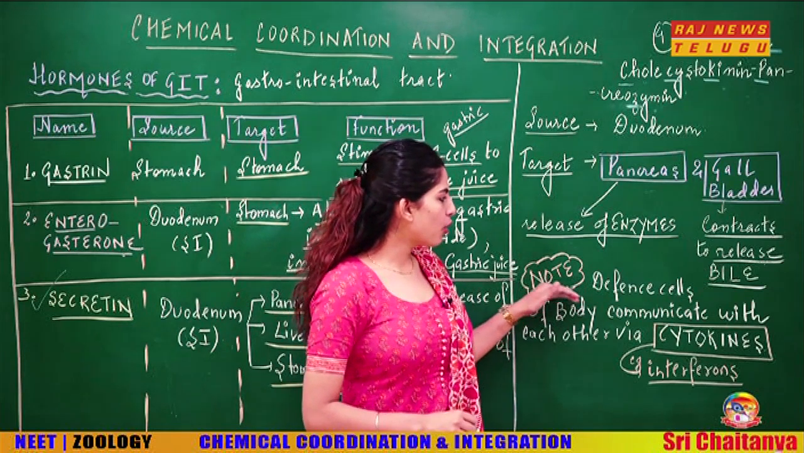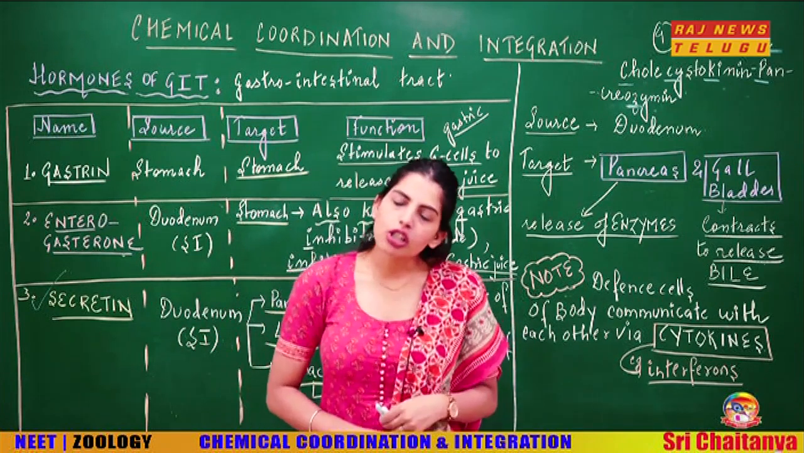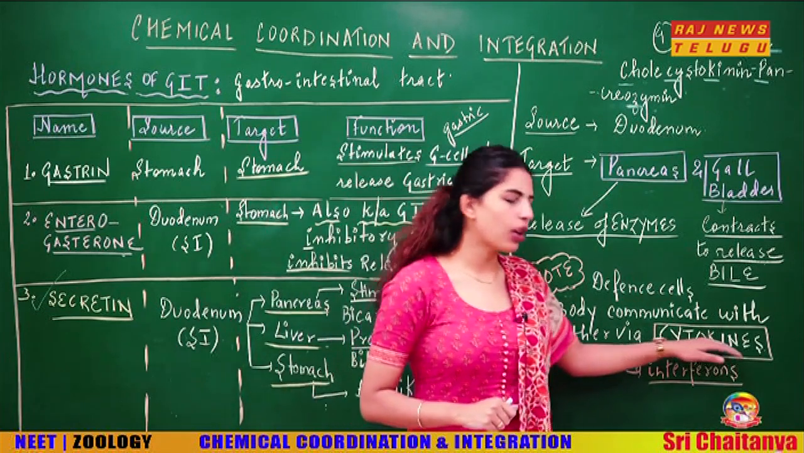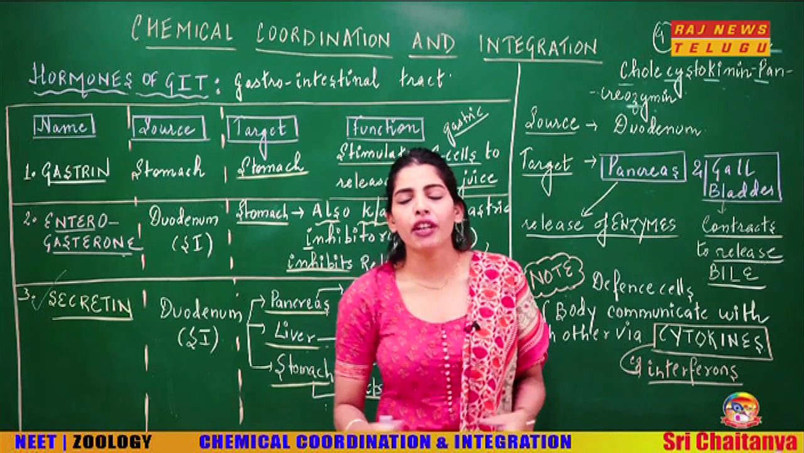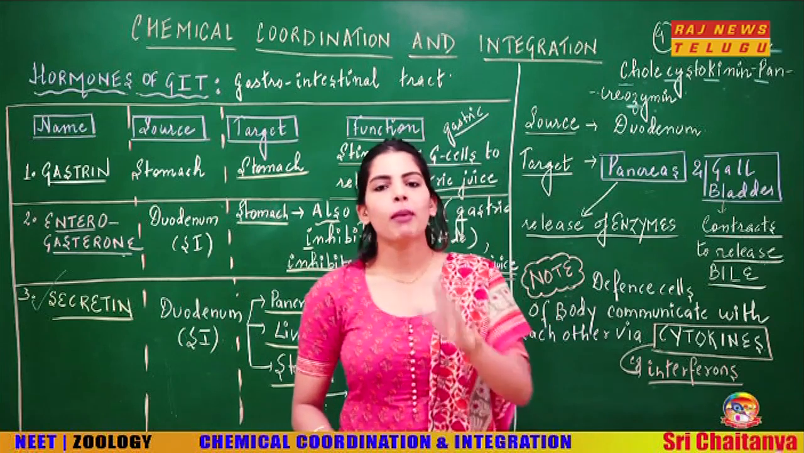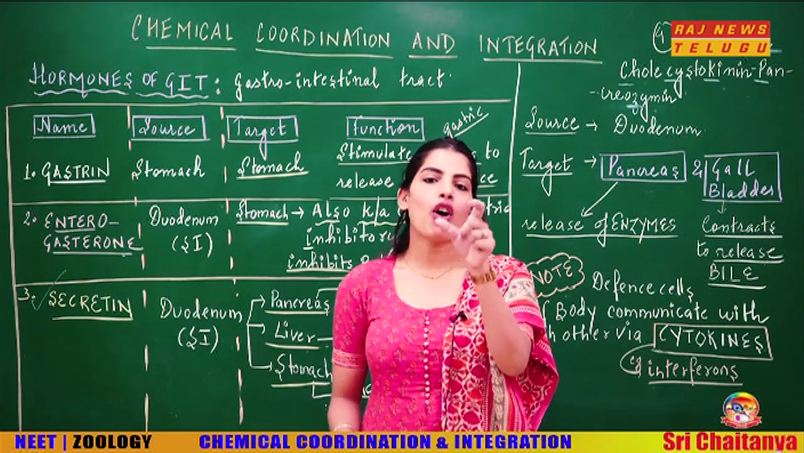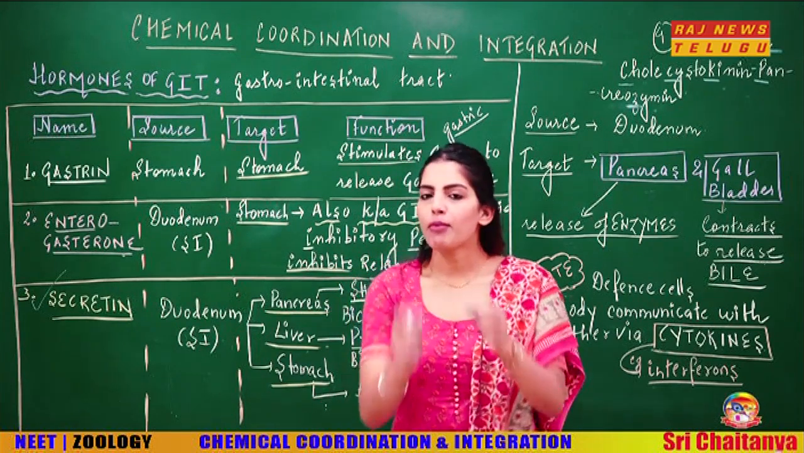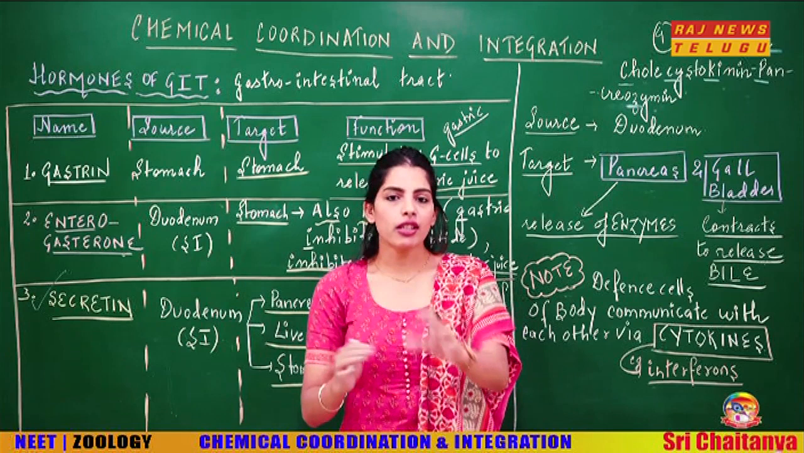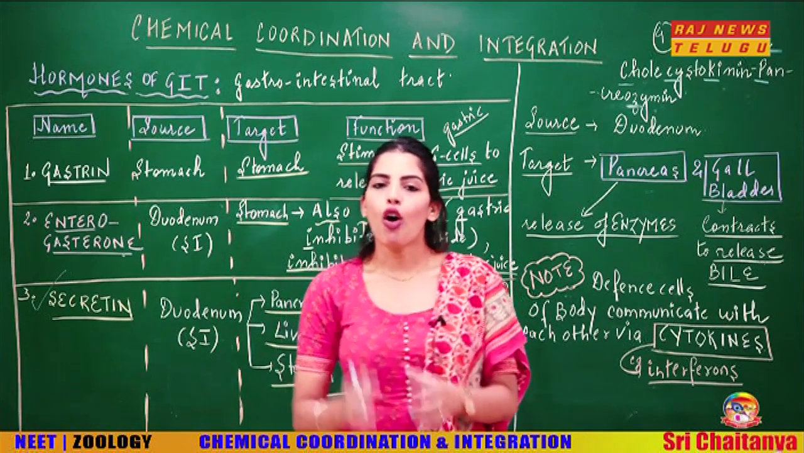Alright, now there is a note that I have given to all of you: the defense cells of your body can also communicate with each other, and they communicate by polypeptide hormones called cytokines. The cytokines can be of different types. I have given you one example, like interferons. Students, you will learn about interferons in the higher chapters as we move on. Interferons are produced by virally infected cells. I'm not going to give you too much detailed information here, because you will study this later on. Just remember that cytokines, for example interferons, are produced by the defense cells of your body.